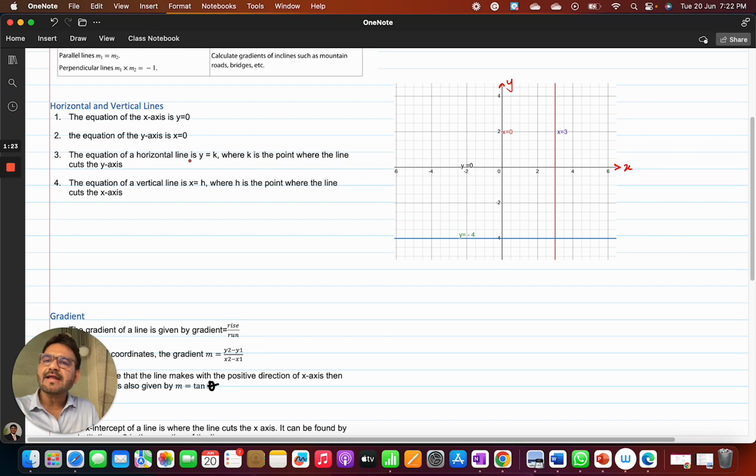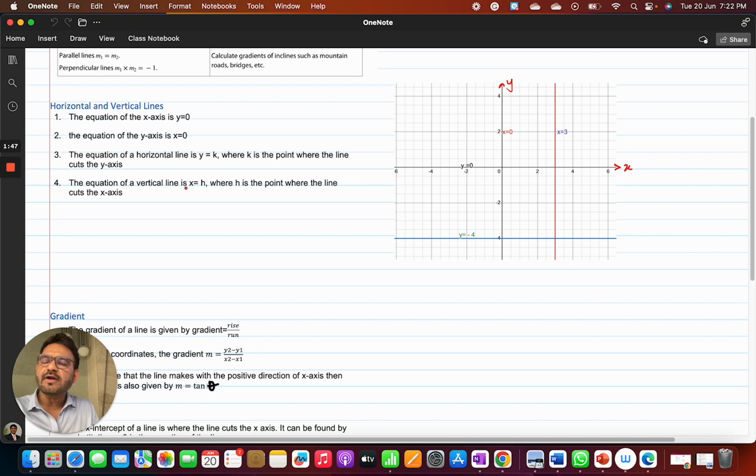The equation of a horizontal line, so a horizontal line is any line which is a sleeping line. If it cuts at -4, the equation of this line is y = -4. So the equation of a horizontal line is y = k, where k is the point where the line cuts the y-axis. This line is cutting the y-axis at -4, so the equation of this line is y = -4.